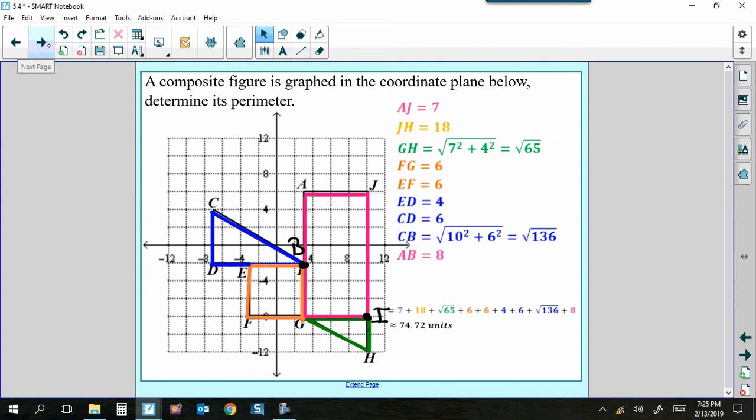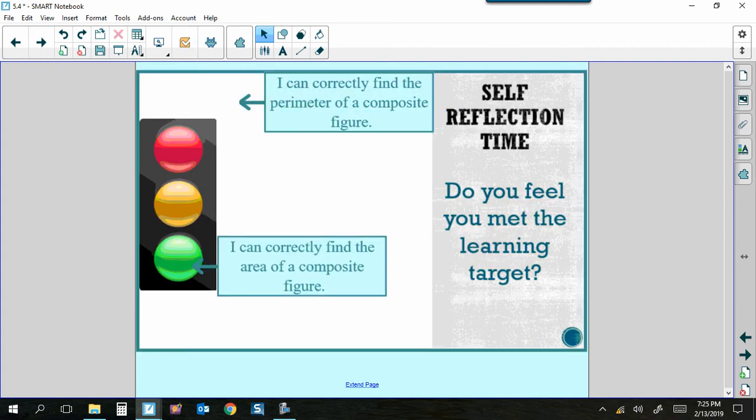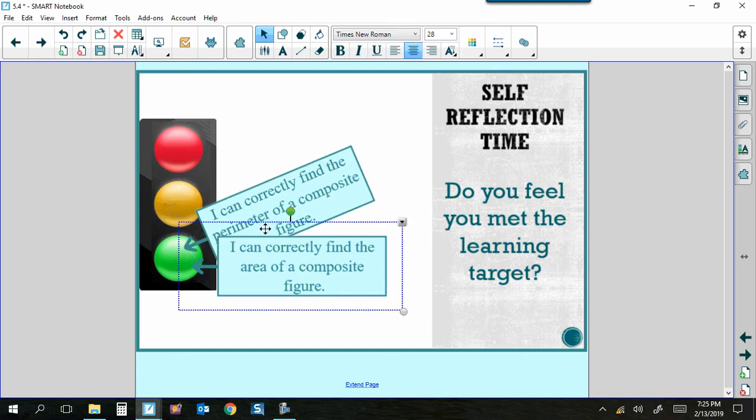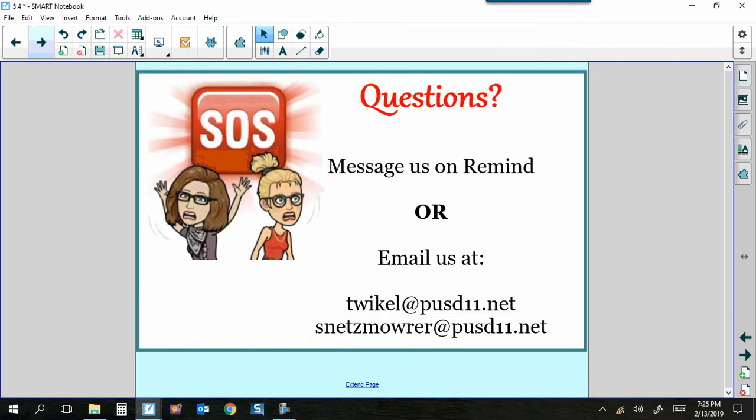Imagine if your house was shaped like this. Could be. Yeah. So hopefully you guys feel confident in your ability in breaking these shapes up and then calculating the perimeter and area of a composite figure. If not, you know where to find us by now, hopefully.